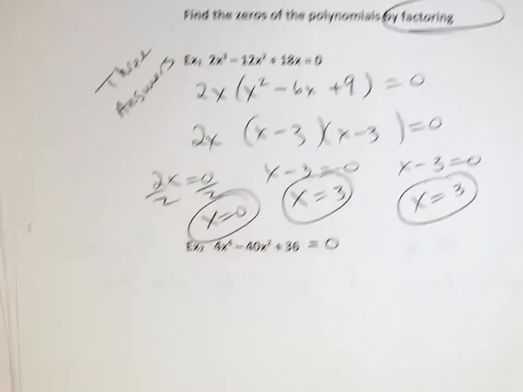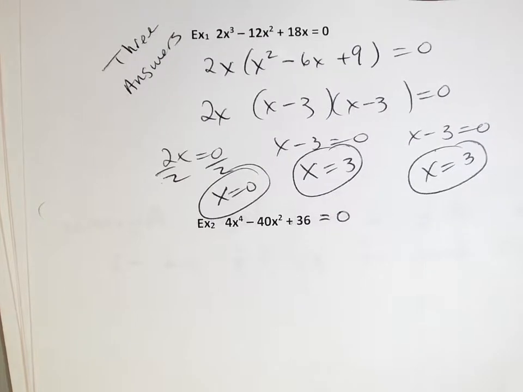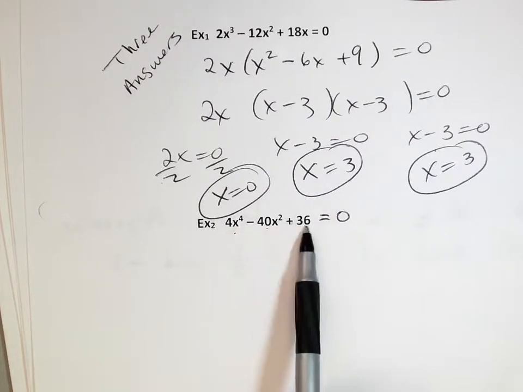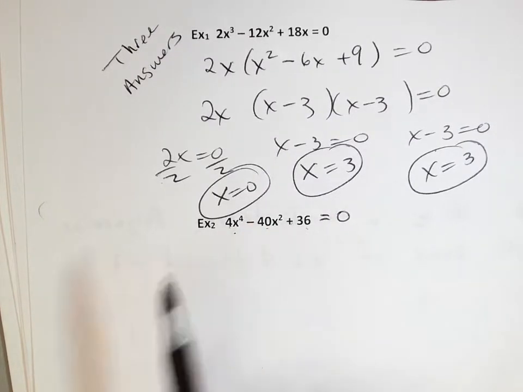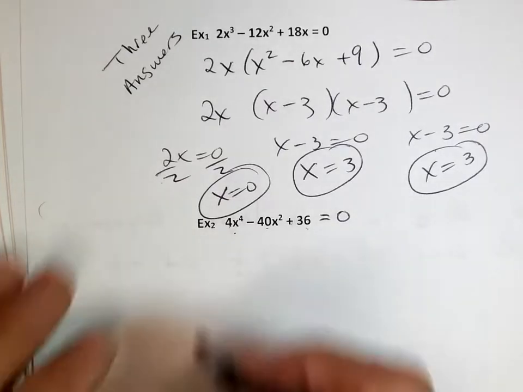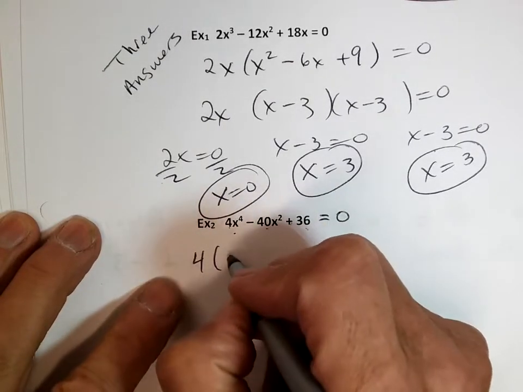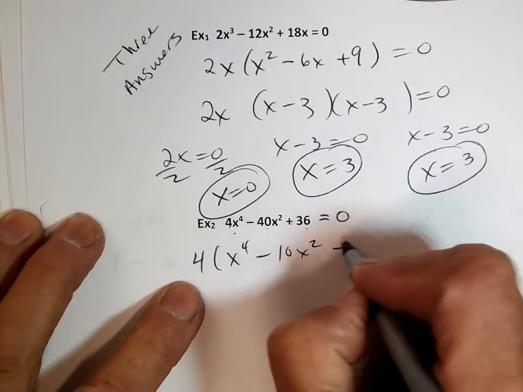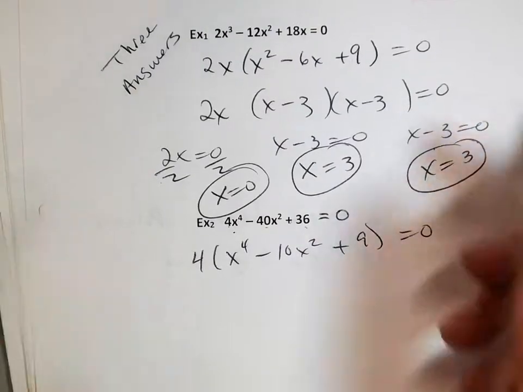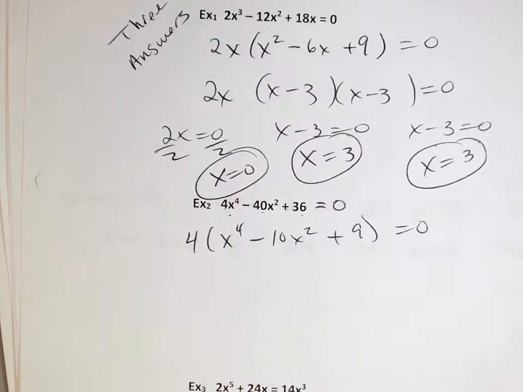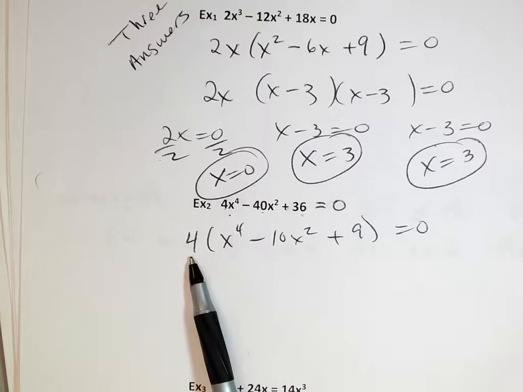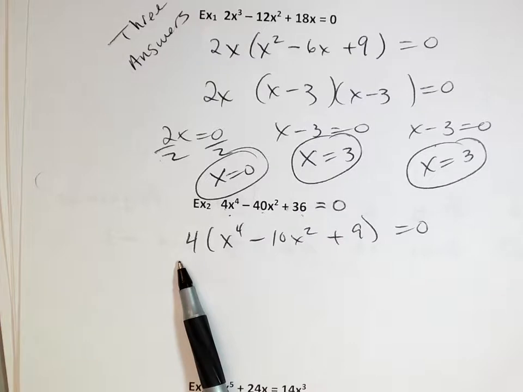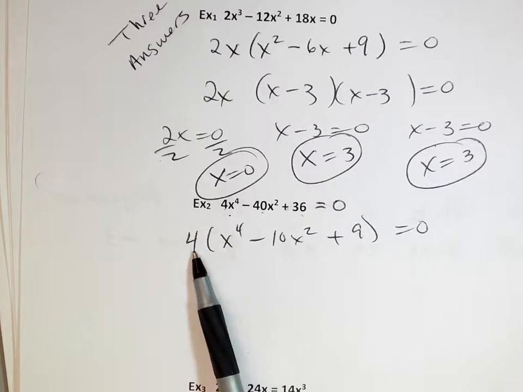Okay, example 2. All right. Do you see anything in common? See a 4. You guys see a 4 in common? So we take out a 4, and we're going to have an x to the 4th minus a 10x squared plus 9 equals 0. Okay, now, not bad. This 4 right here will not give me an answer. It's just a 4. There's no x, right? Everybody agree with that? So when we go for the answers, we'll ignore the 4. It doesn't have an x. Can't get an answer from a 4. It's got to be an x.